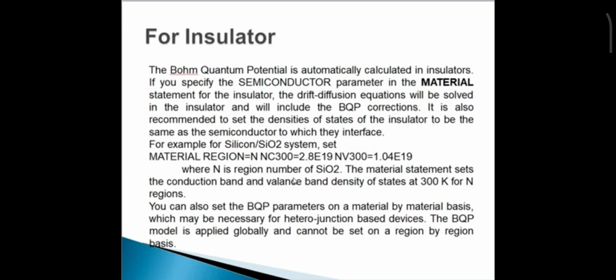to which they interface. For example, for a silicon SiO2 interface system, set material region=N NC=NC at 300 Kelvin equal to 2.8e19 and the value of NV equal to 1.04e19, in which N is the region number of SiO2. The material statement sets the conduction band and the valence band density of states at 300 Kelvin for N region.